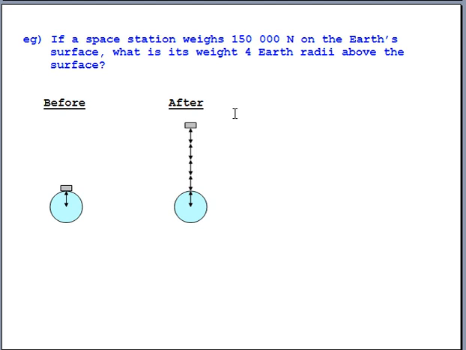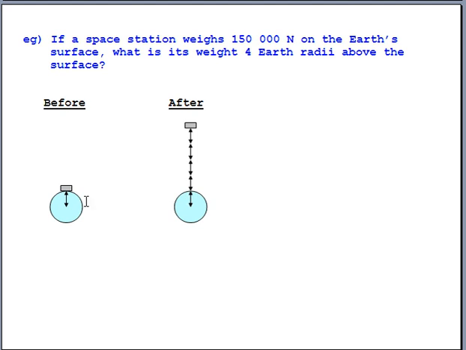Originally, the space station is sitting on the Earth's surface. You can imagine it right down there touching. But Isaac Newton would say, well, measure center to center. So it's 1 Earth radius away. Later, we're going to go 4 Earth radii up into the sky. Well, that's actually 5 radii from the center of the Earth because you've already got the 1 for the Earth itself. So we're going to look at this and say, you know what?